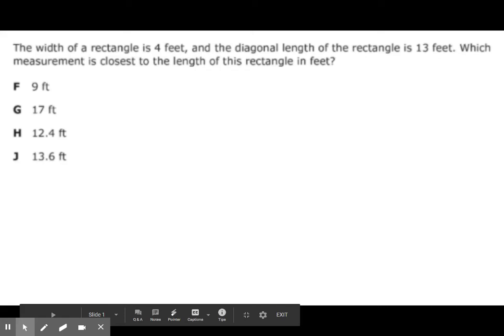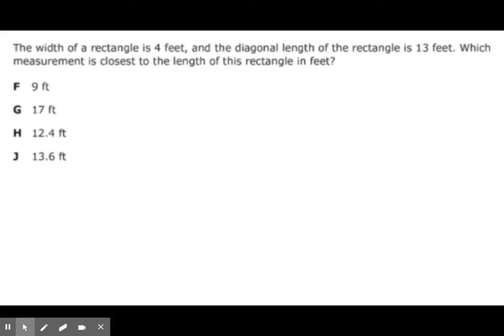Here is another exciting example of a question you are going to see in regards to Pythagorean theorem. This time we just have a word problem. So let's read what it says. It says the width of a rectangle is 4 feet and the diagonal length of the rectangle is 13 feet. Which measurement is closest to the length of this rectangle in feet?